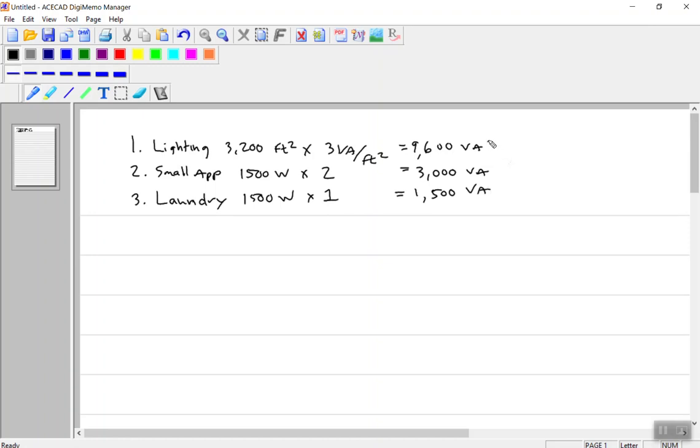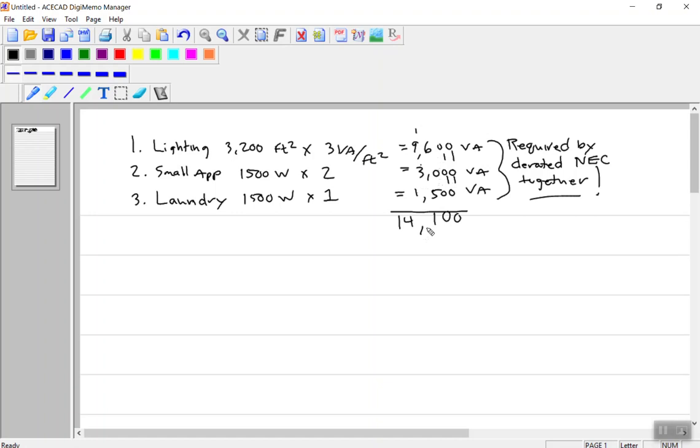Now I'm going to put a note over here: these need to be derated together. These are what we call our required circuits by the NEC, so let's write that in there. Those are required circuits by the NEC, and they need to be derated together. So how do we do that? Well, we tally them up. If we keep things square here, 0, another 0, 6, 0, and 5 is 11, carry a 1, 10, 11, 12, 13, 14. So I got 14,100.